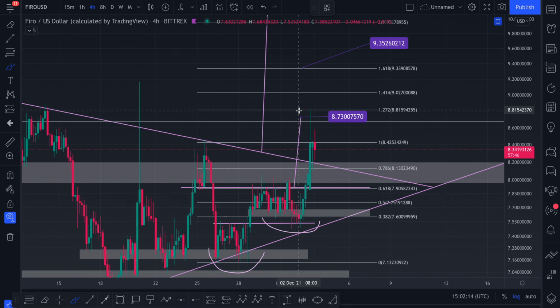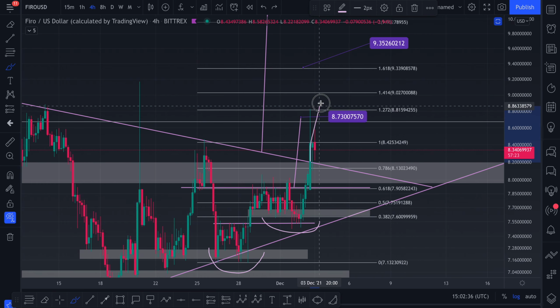Perfect. So we met my technical target out of the double bottom over here. How do we get that target? Well, we get the neckline, and the neckline is the 0.618 at $7.90, and you measure from the lowest point back to the neckline, and when you break above this, that's where you put that line on the breakout. And you can see that today we wicked above the technical target to the 1.272.